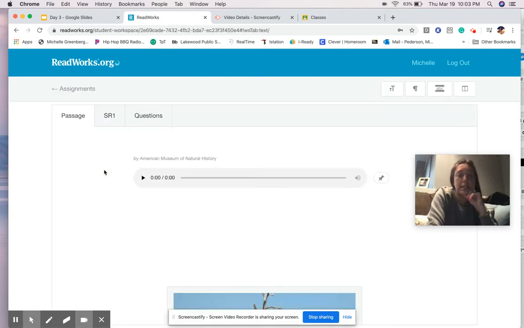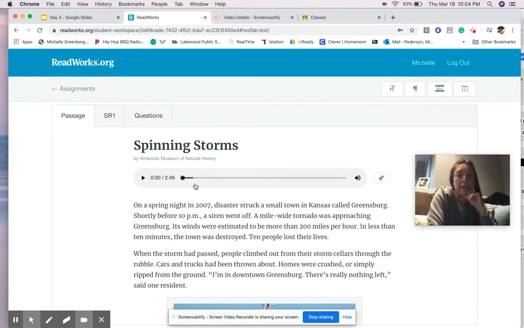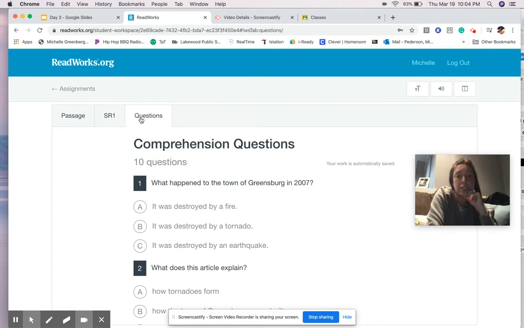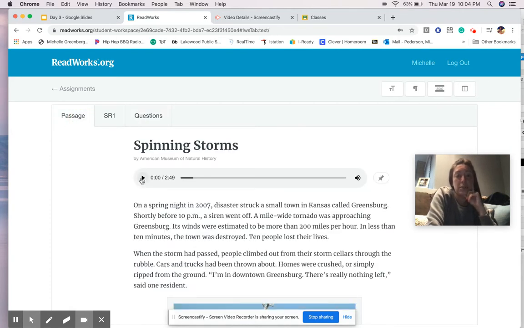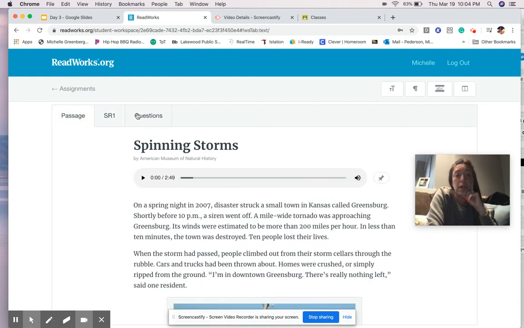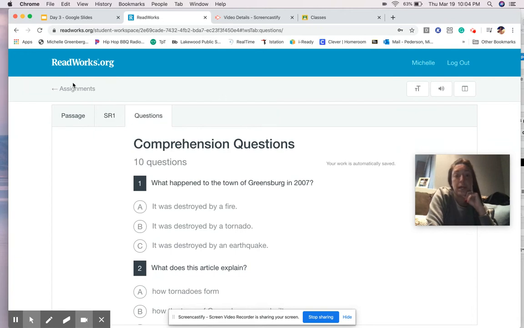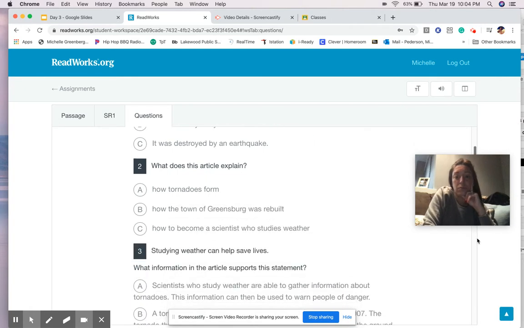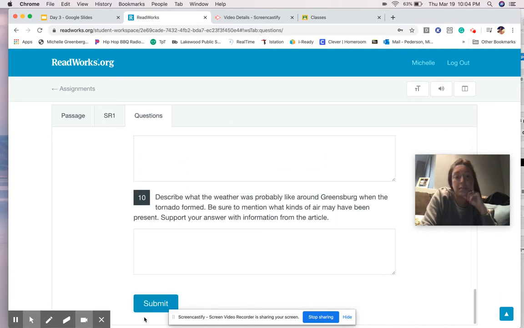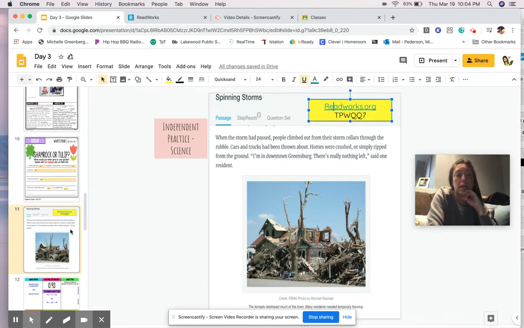When you click on it, the passage, Spinning Storms, will read to you. There's also an easier read, level 1, and then there are the questions. What I would do is listen to this one being read, then this one you can read to yourself, and then here are the questions. You guys know that when you're done with the assignment, you scroll down, complete all the answers, and then you hit submit. Okay? When you hit submit, you'll go back to our slides.